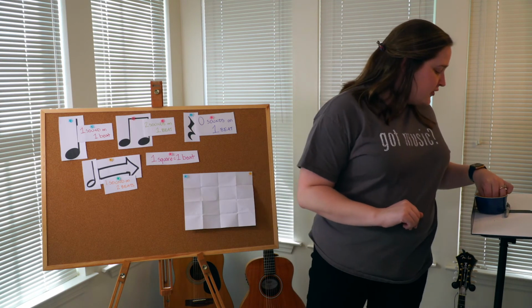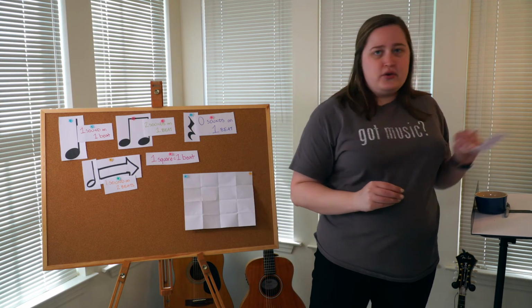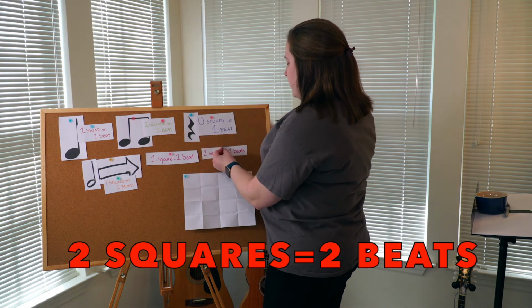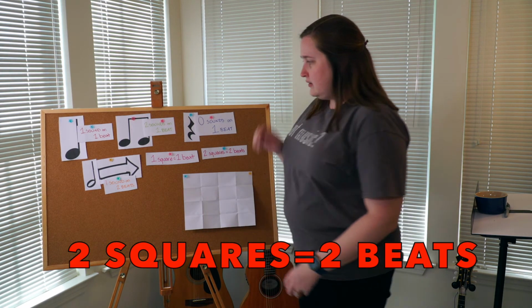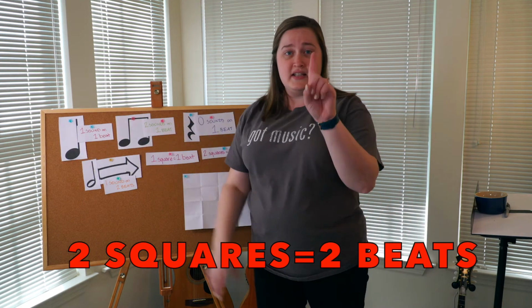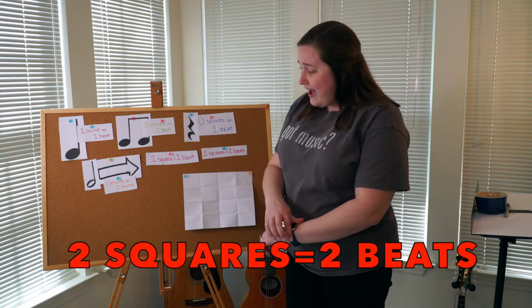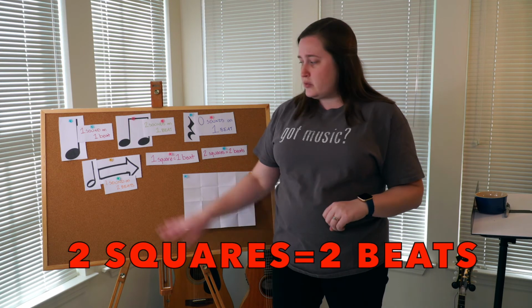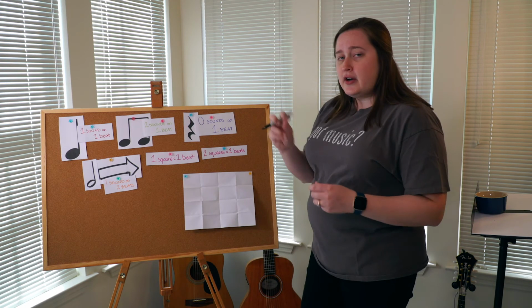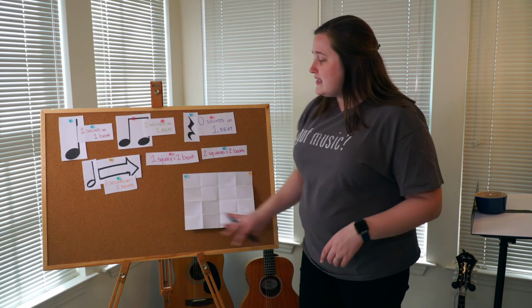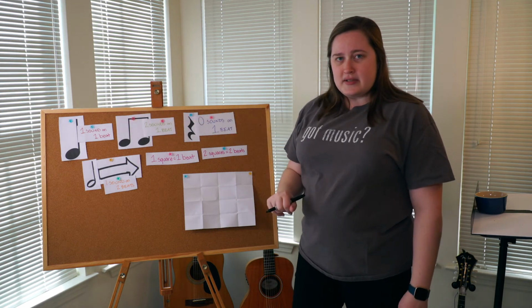Okay? Now we also need to remember that if you use a half note, 2 squares equal 2 beats. Now, is this going to take up 2 squares? No, because it's 1 beat. But my half note is going to take up 2 beats, or 2 squares, which is what my arrow is helping me remember. Now I'm going to take my marker and show you just a little bit of how I can turn these things into a composition.